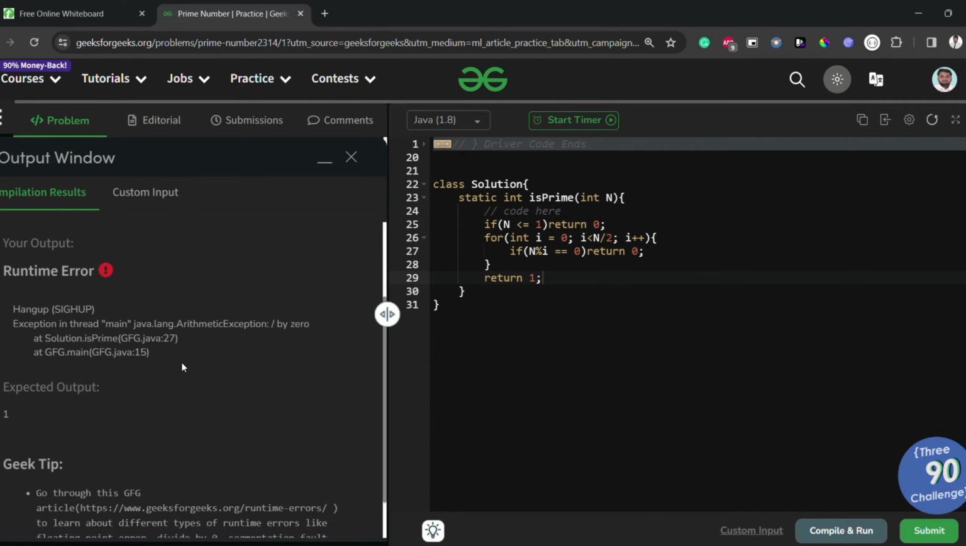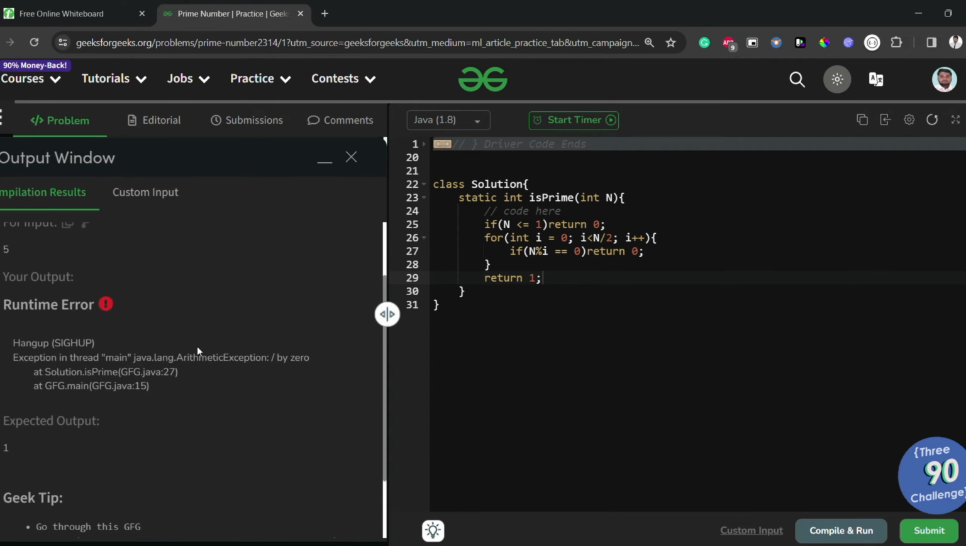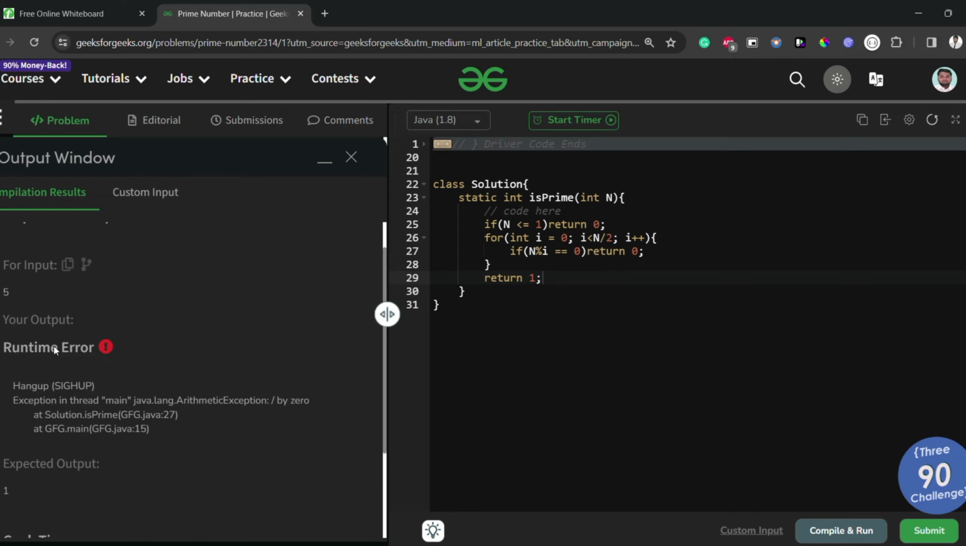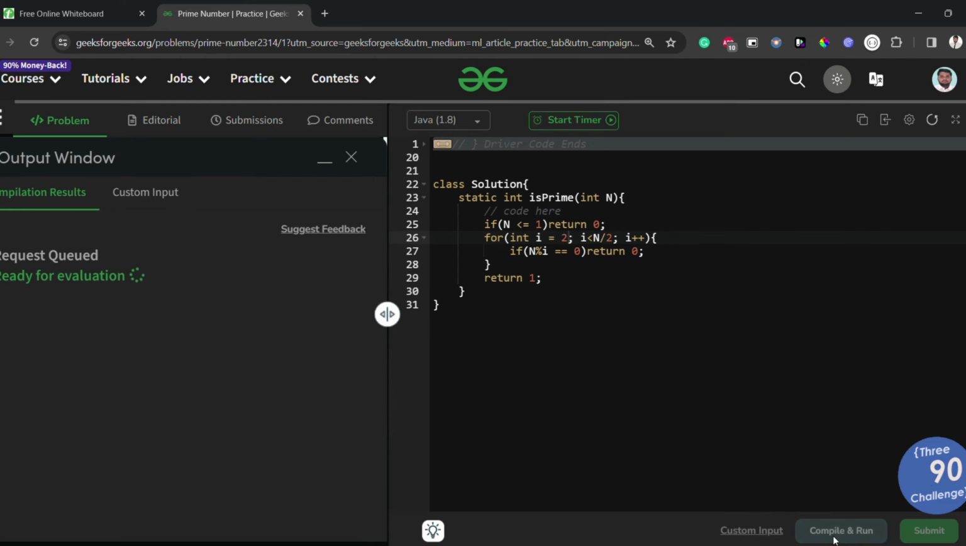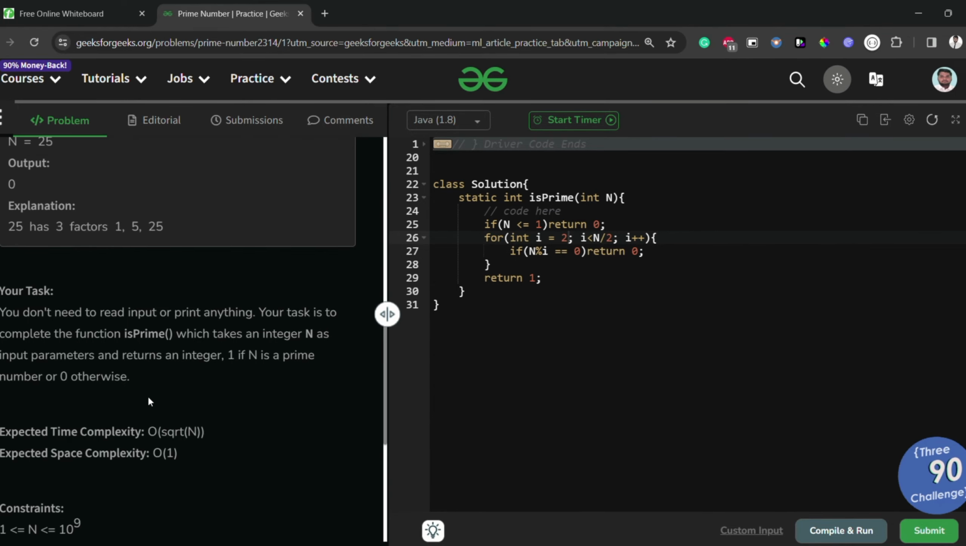Okay, some mistake done by me. What kind of mistake? Okay, runtime. One second. Oh, sorry. Here I have to start with 2, not 0. Start with 2, not with 0. It's fine. But there is some catch.